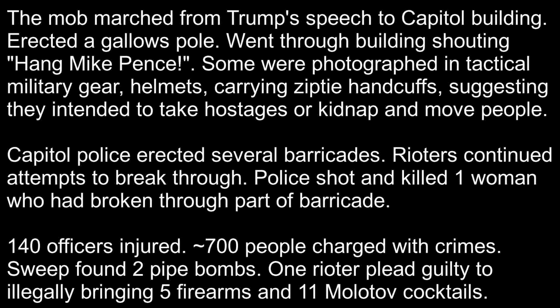The mob marched from Trump's speech to the Capitol building, erected a gallows pole, went through the Capitol building shouting "Hang Mike Pence." Some of the mob were photographed in tactical military gear, helmets, carrying zipped handcuffs, suggesting they intended at a minimum to hold people hostage or kidnap them and move them to another location. Capitol Police barricaded several doors, and rioters continued their attempts to break through the barricades. At one point, police shot and killed a woman who had broken through one of these barricades.